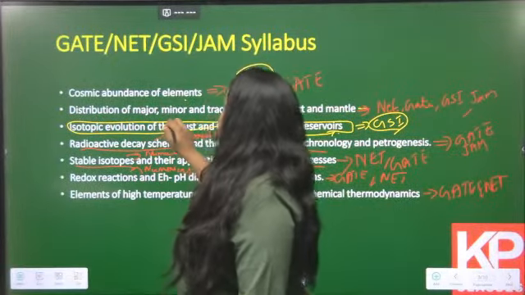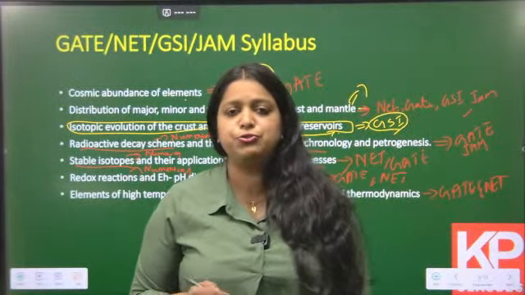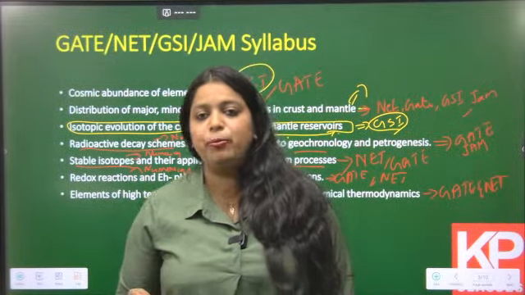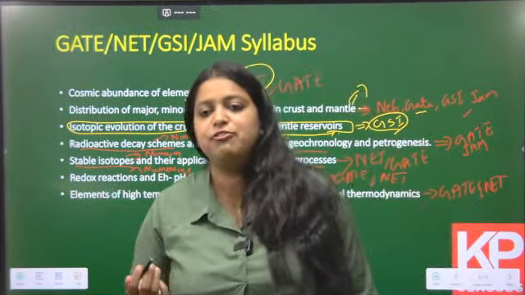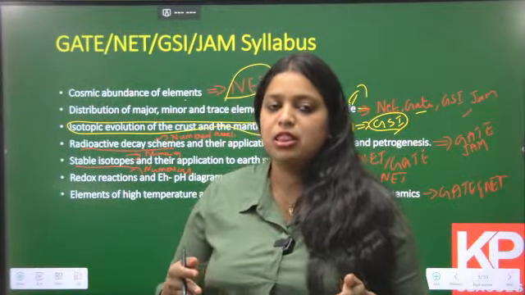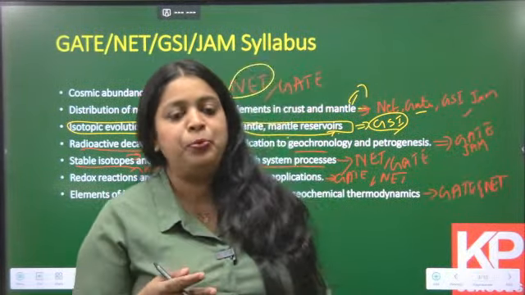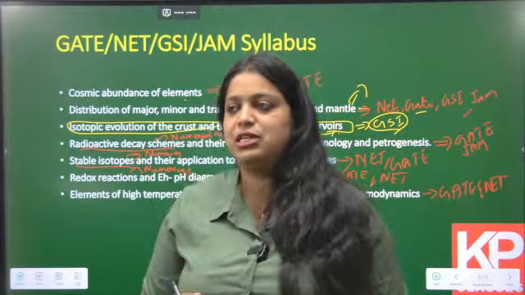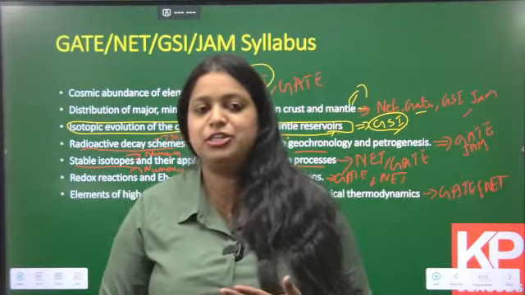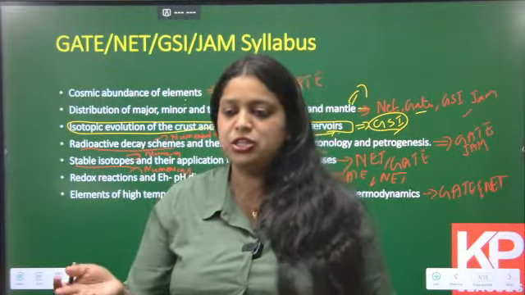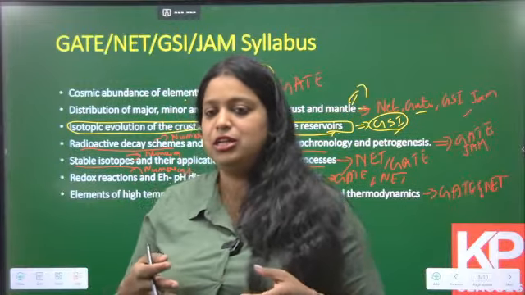In the distribution of major, minor and trace elements, there are a few topics like bulk distribution coefficient, partition coefficient, compatible element and incompatible element terminologies that are very important for GATE. In the NET examination also they'll give you pictorial questions like a graph. You have to look at the graph and identify whether the element is compatible or incompatible in the mineral, what the partition coefficient will be, and what will happen to the element concentration in the liquid during the fractionation of a particular mineral.